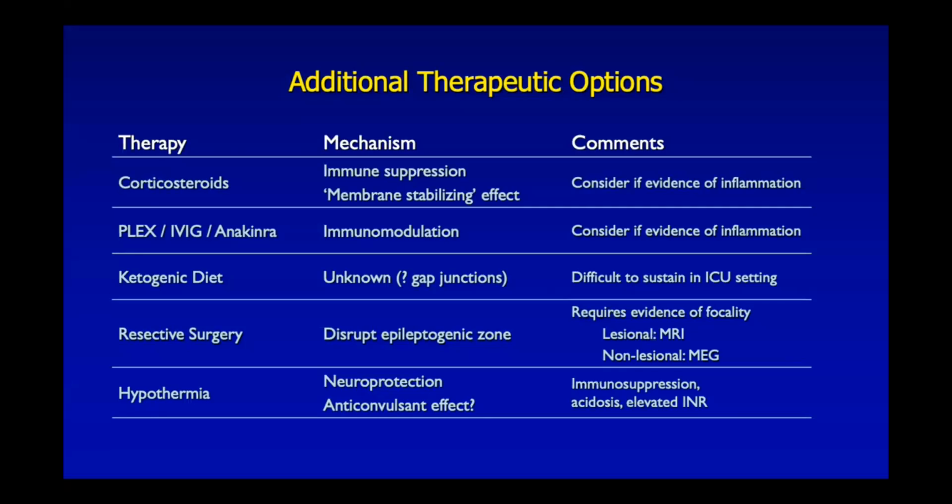The ketogenic diet has received increasing attention recently and can be quite effective in cases of refractory status epilepticus, although it is sometimes difficult to sustain the ketosis in the ICU setting. Resective surgery should always be considered when there's evidence of focality, either lesional or non-lesional. And hypothermia has been reported effective. However, there is always concern about rebound seizures upon rewarming.